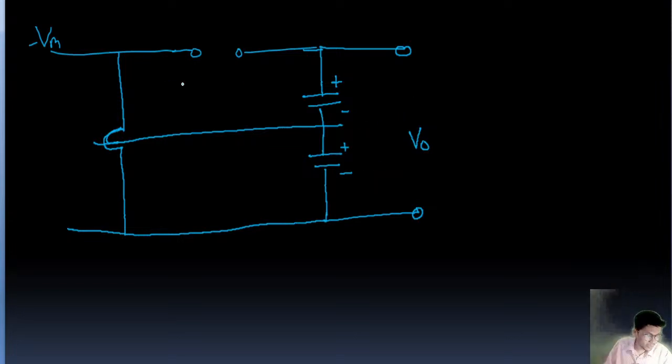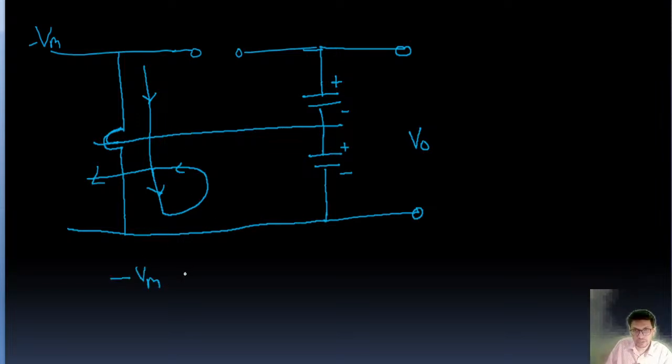So here you can see, now we are going to use this. This is Vm, right? So how we are going to use the loop, guys? You need to understand this. In this direction, because this is open circuited, right? And then this is going to be like this. Okay, in this way we are going to use the loop. So this is going to be minus Vm minus VC2 minus Vm.